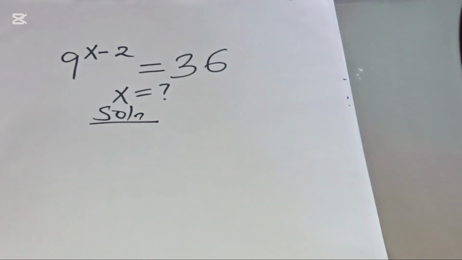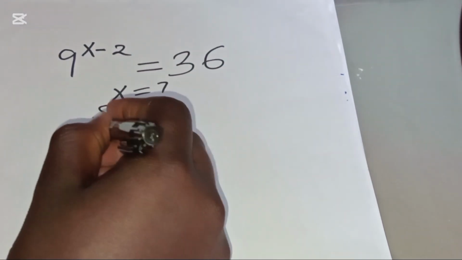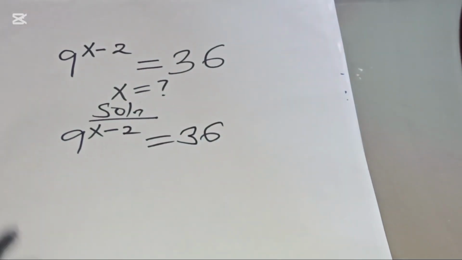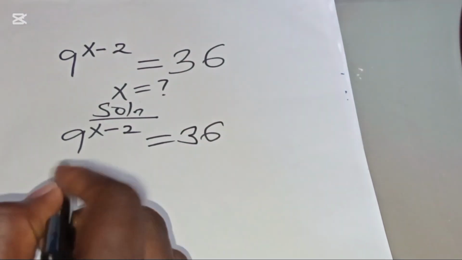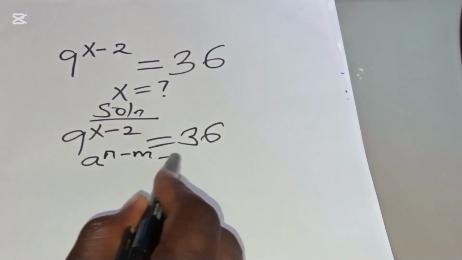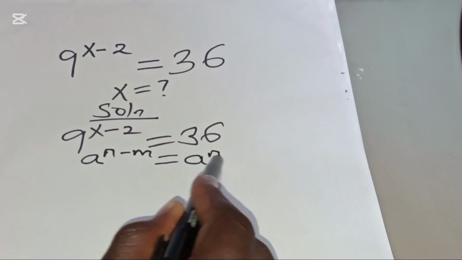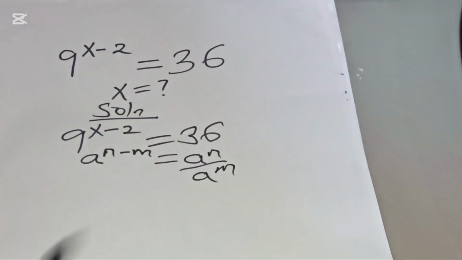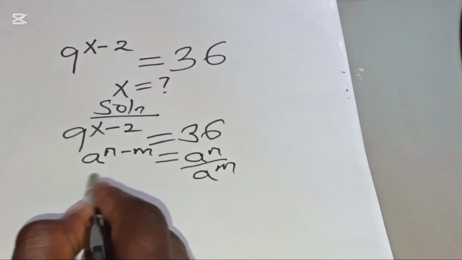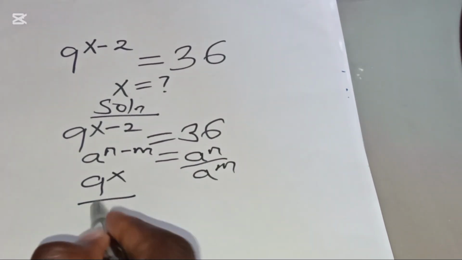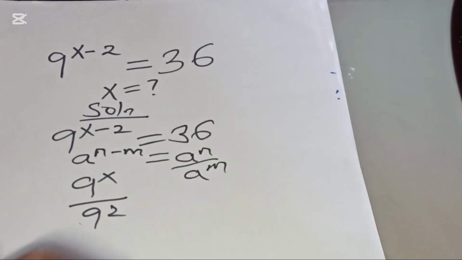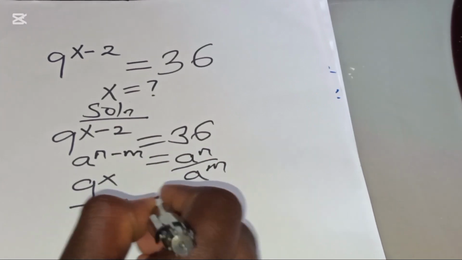Solution. We have 9 to power x subtract 2. This is equal to 36. All right, so 9 to power x subtract 2, this is actually in the form of a raised to power n subtract m, which you can express as a to power n divided by a to power m. Okay, so applying this indices identity, 9 to power x subtract 2 becomes 9 to power x divided by 9 to power 2. 9 to power x divided by 9 to power 2, this is equal to 36.